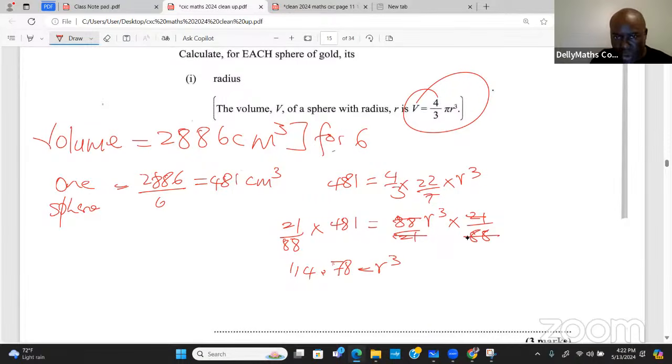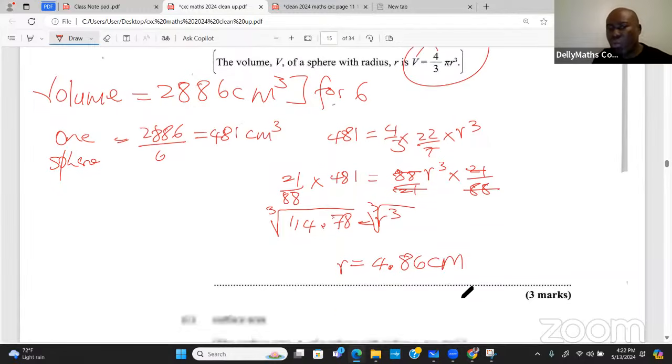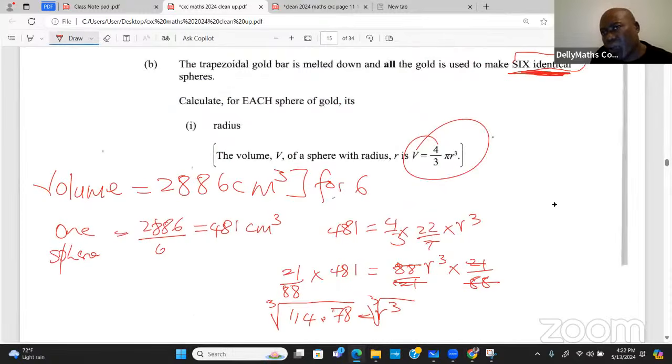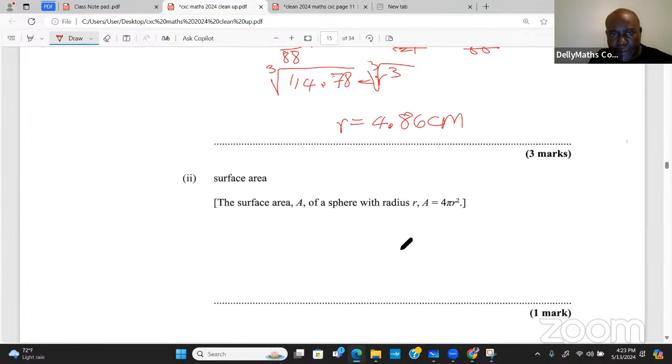So if I'm going to take r now, you're going to have to find the third root of this. Cube root. So let us find the cube root of 114.78. And I'm getting that r is equal to 4.86 cm. So that is the radius for 1, right? Remember, the reason why we divided was that the information here says that we have 6 of them. So that's the radius for 1 right there.